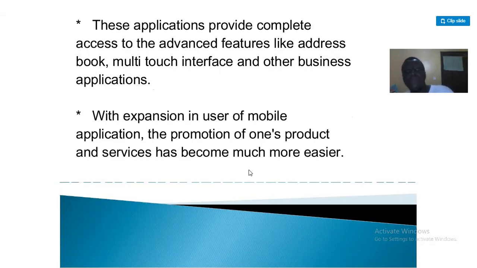Now, these applications provide complete access to advanced features like address book, multi-touch interface, and other business applications. True. With the expansion of the use of mobile applications, the promotion of one's products and services has become much easier. That's another important point. People are advertising their products on mobile application platforms. Like right now, WhatsApp. Most people have devised ingenious ways of marketing their shoes. Maybe they're selling shoes, maybe they're selling clothes. What do they do? They just update them on their status, the status which usually disappears after 24 hours.